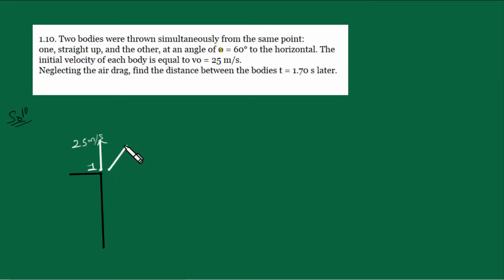Okay, so let me draw a little bit bigger because I will have to do components also. So this is 25 and at an angle 60 degrees. Fine. So this is particle 2. Now they said that at the same time they are projected. So at time t equal to 1.7, what will be the distance?